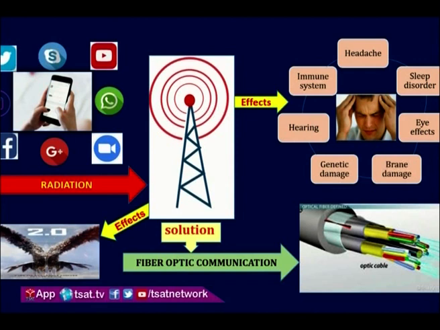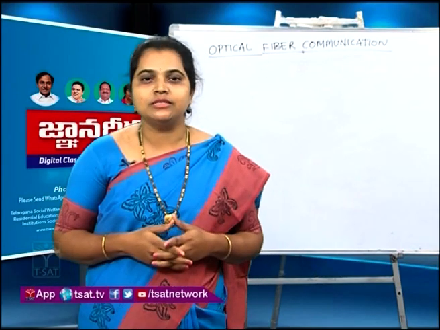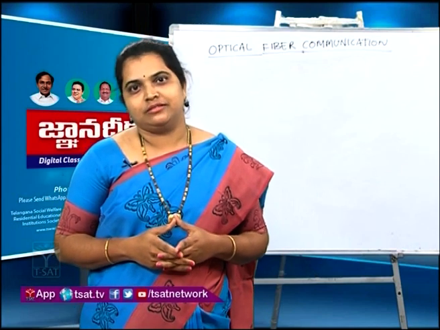But what is the major problem that we are facing with smartphones? It's radiation, and the radiation has dangerous effects on humans, like sleeping disorders, brain damage, skin diseases, genetic disorders. Not only humans, birds are also affected by this radiation. In the recent movie Robo 2.0, we have seen how the birds are dying from the radiation, right? So what is the solution for this? The solution is fiber optic communication.